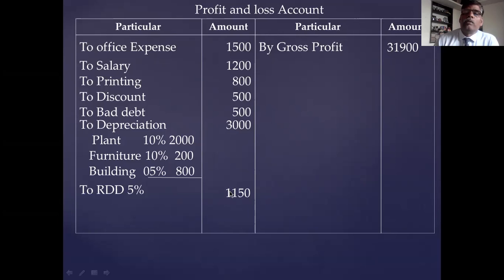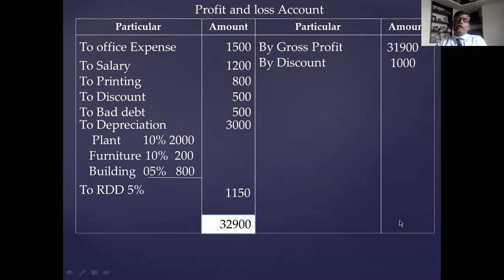Okay, debit side completed. On the credit side, you see the debit side of the cash book. There are no other items. And in the creditors account, there is a discount. You take that discount, by discount rupees 1,000. Okay, this is the complete information regarding the P&L account.